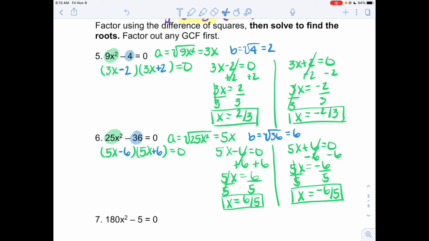Now I can take each expression, set equal to 0, and solve the equation. 5x minus 6, I'm going to add 6 to both sides and then divide by 5, leaving me with 6 over 5 as my x value. I'm going to do the opposite over here. I need to move a positive 6 over to the other side, so I'm going to subtract 6. I still divide by 5 on both sides, leaving me with a negative 6 over 5.